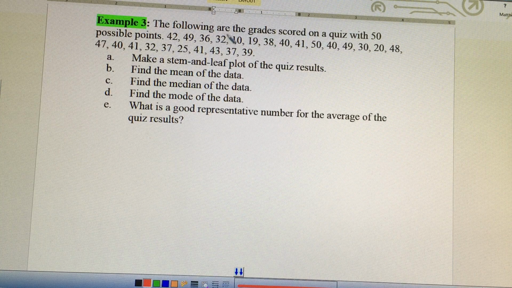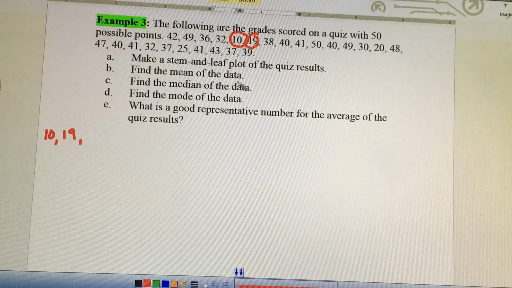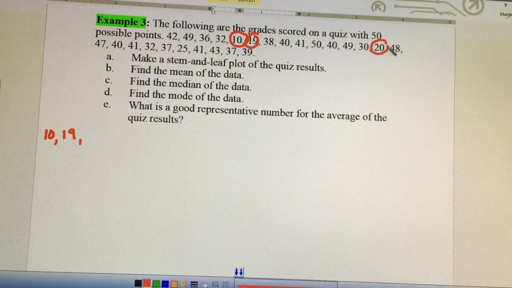You'll notice right here as you take a look at the numbers, the student that did the worst in the class got a 10 on the quiz. So I'm going to mark down 10 and circle it, just in case I have to come back and read it. I don't want to scribble over it. So a 10 was the lowest score. Then there was a 19. There was a 20. Let's find out where that 20 is at, and we'll list it after the 19.